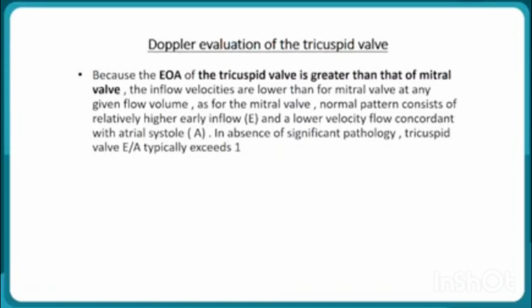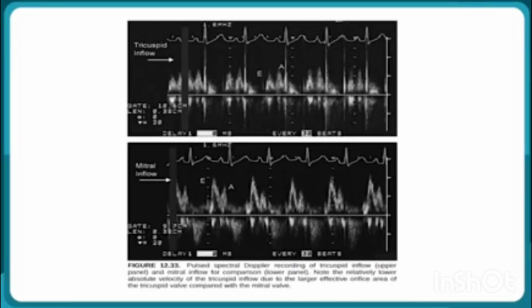Doppler assessment of tricuspid valve. Because the effective orifice area of the tricuspid valve is greater than the mitral valve, the inflow velocities are lower as compared to the mitral valve at any given flow volume. The mitral valve normal pattern consists of a relatively higher inflow E wave and a lower velocity atrial systole A wave. In the absence of significant pathology, tricuspid valve E by A typically exceeds 1, but the absolute value is lower as compared to the mitral valve, as shown in the Doppler image.